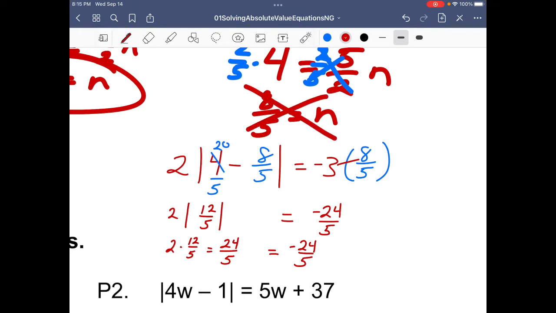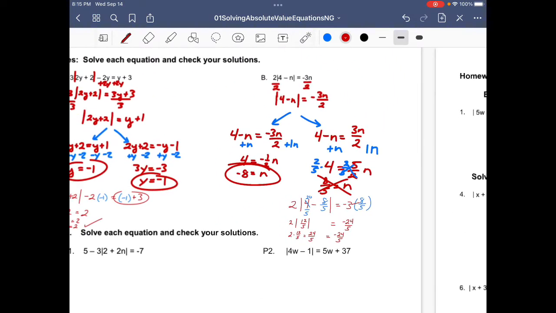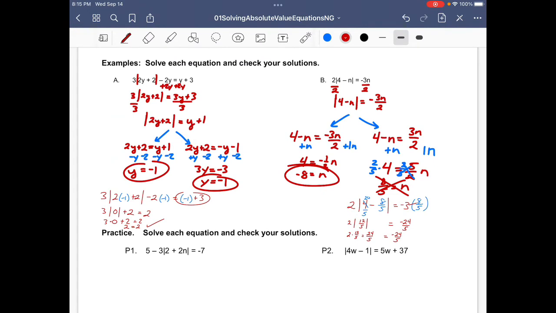Again, it's not that it's a fraction, although that's not fun. The real problem is that it does not check when you plug it back in. And this is what can happen sometimes with absolute value problems. You can do all the right work, but you get an answer that's extraneous. Okay, not a big deal. Just cross it off, and maybe better yet, circle the other one to show that you checked both.